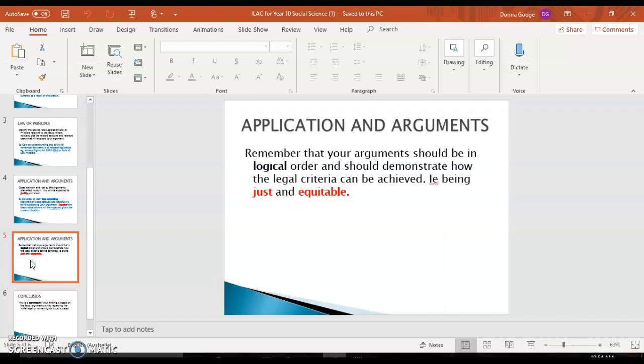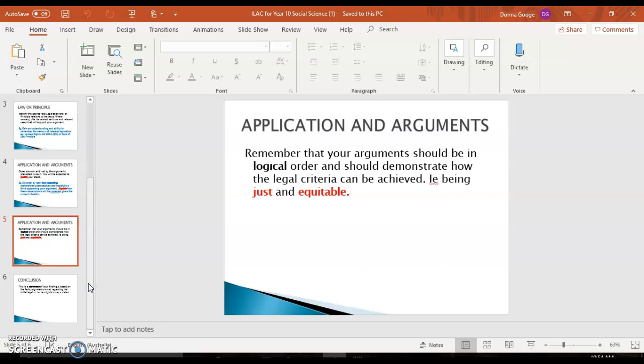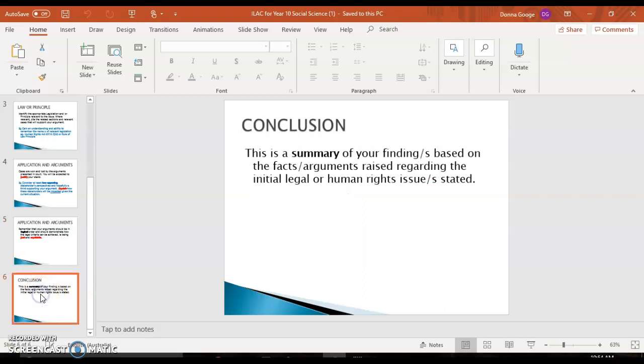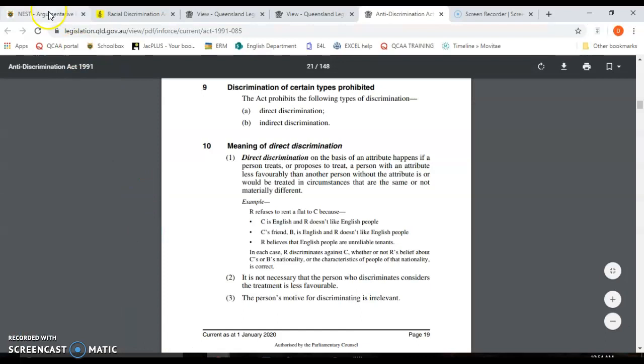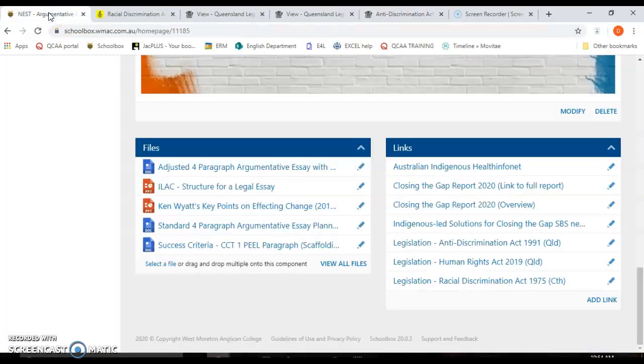For application and arguments, you also need to consider whether what's happening is just and equitable, and if not, is there any hint or evidence in the sources as to why not? And the conclusion is that, based on your analysis of all the relevant sources, you can sum up what the legal or human rights issues are that are being or not being addressed at the present time.